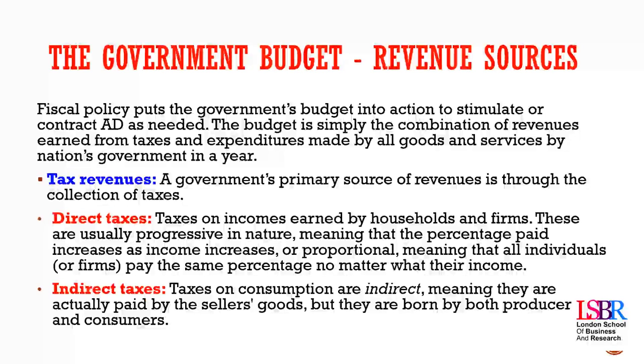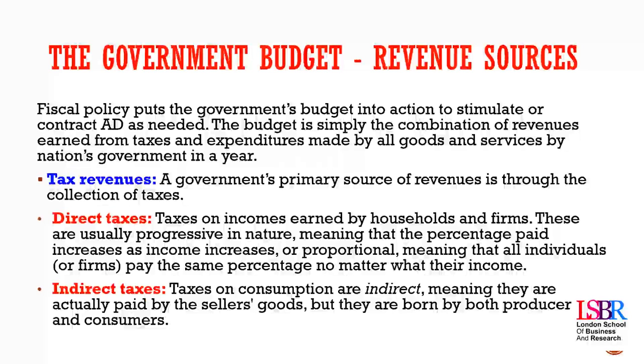Some of these are called direct taxes. So what are direct taxes? These are taxes on things like income that are earned by households and firms. So direct tax means a certain percentage. No matter how much you earn, you pay a certain percentage. But that certain percentage can vary. And that's what happens in countries such as the UK, the US, and other countries around the world. So basically, we have what's called a progressive tax system in the UK. So the percentage that you pay in tax will go up as a proportion of how much you earn, okay?